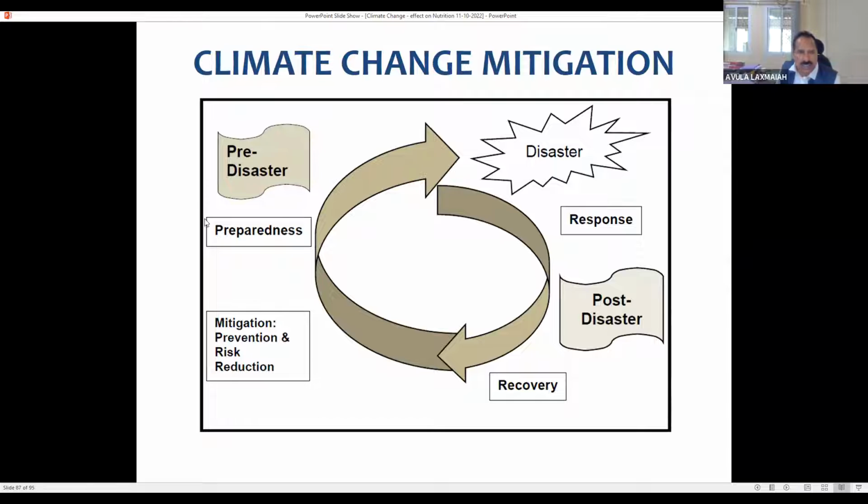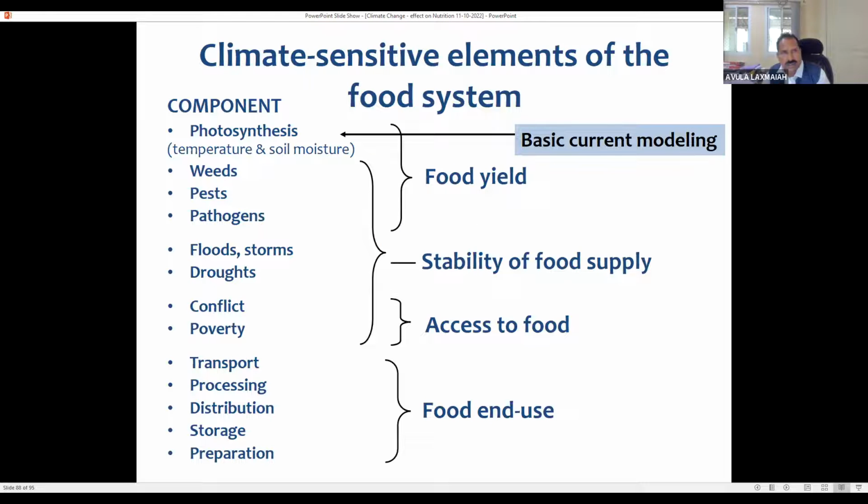So climate change, the preparedness, the pre-disaster, the response and the post-disaster recovery and mitigation, this cycle of approach is very, very important to avoid these. Nutrition is a very sensitive indicator. So if for 1 week the nutrition or food consumption is decreased, definitely the effect will be seen as clinical or subclinical aspects. So the climate-sensitive elements of the food system are very essential.